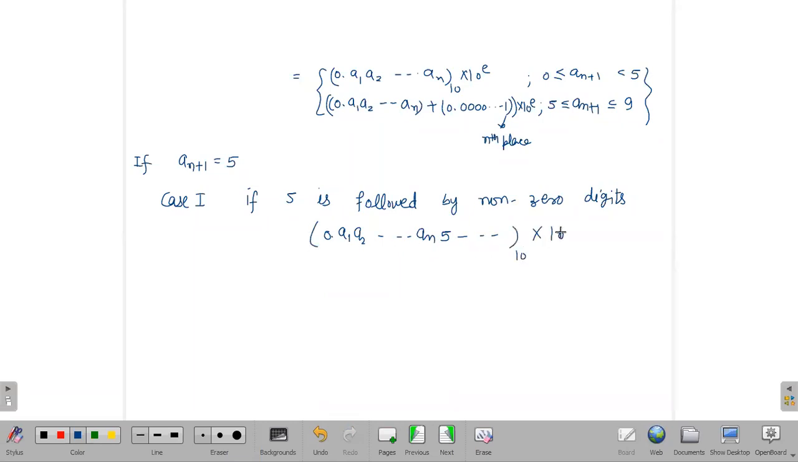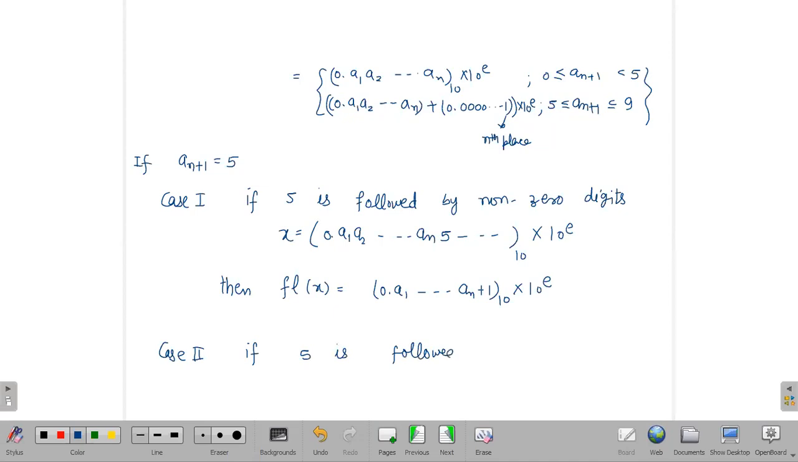to the base 10 into 10 raised to power e, then our FL of x will be, obviously you will add 1 to the an plus 1. And in case 2, if 5 is followed by 0, like 0.a1 a2 an 5, then it is 0, then an plus 2 can be any number.